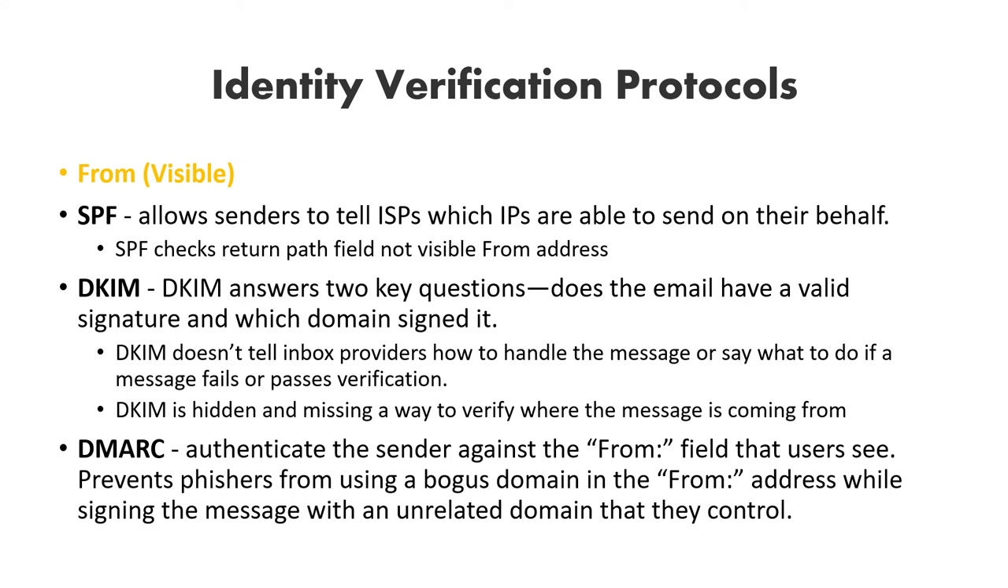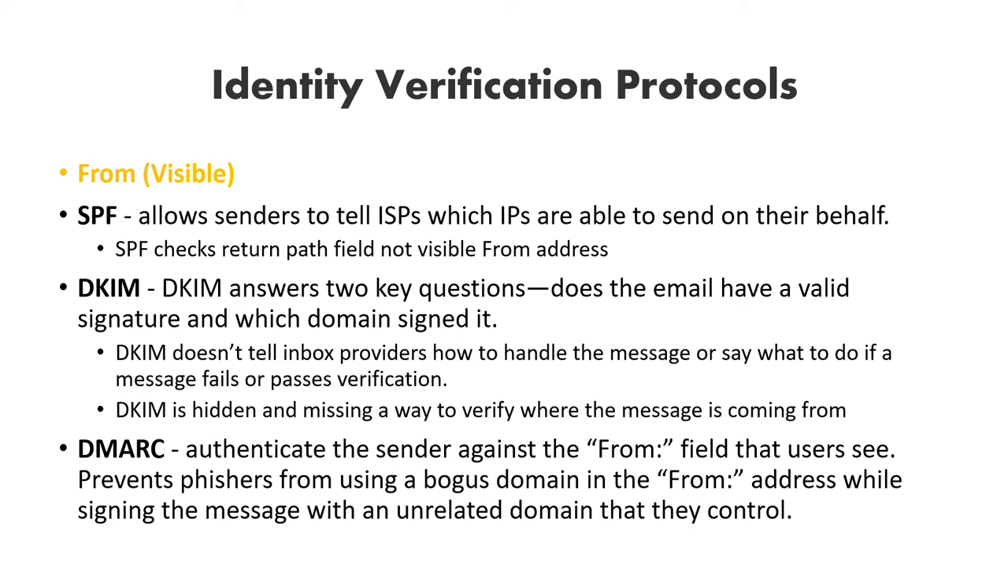And then they came up with the DMARC, and basically that was the newest one. It basically authenticates the sender against the from field, the part that's been missing through those other standards, the field that the user sees. So it basically prevents phishers from using a bogus domain in the from address while signing the message with an unrelated domain that they control in the background.